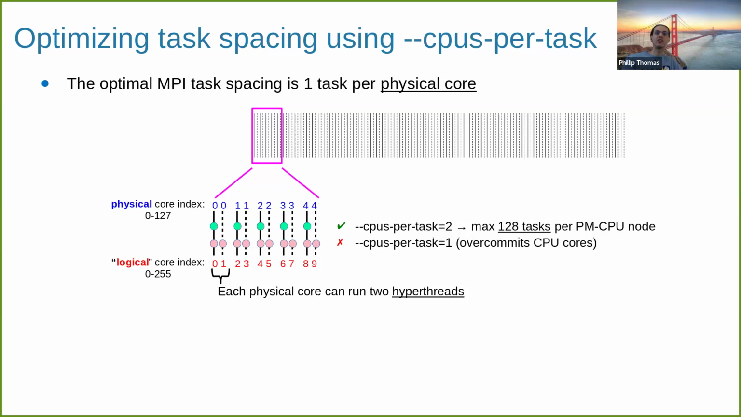The better setting is to always set, in this case, CPUs per task equals 2. This guarantees that each MPI task is given a separate physical core. That way, each physical core is committed entirely to the one task that it's working on, and this gives the best performance.